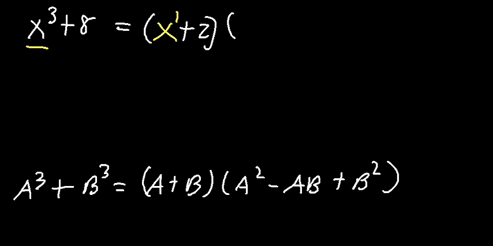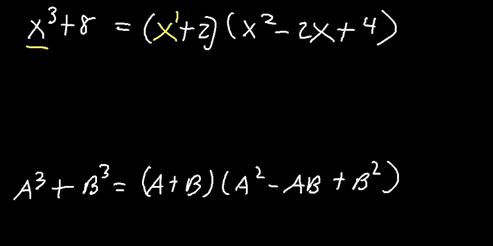So a squared, if a is x, a squared therefore is x squared. And then we have minus a times b, or x times 2, which is just 2x. And b is 2, so b squared, or 2 squared, is 4. And that's how you factor it.